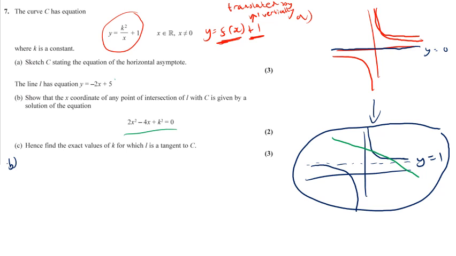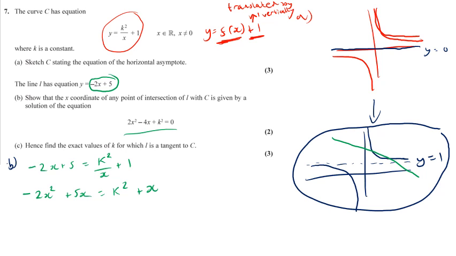So all I am going to do is substitute this into my original, into the curve. So I can write minus 2x plus 5 equals k squared over x plus 1. After that, we can multiply through by x, giving minus 2x squared plus 5x equals k squared plus x.